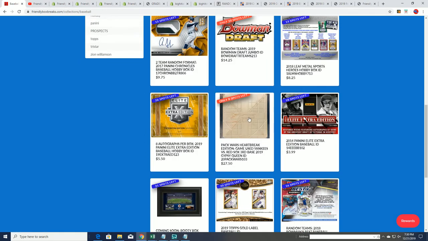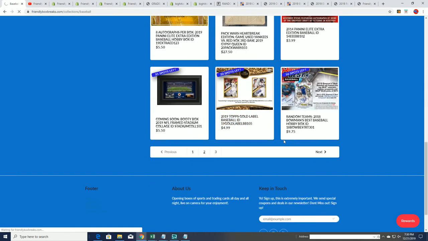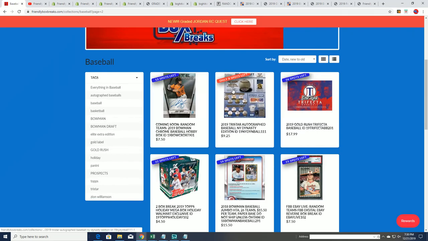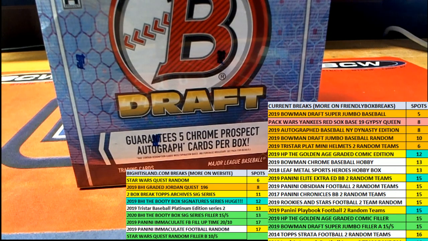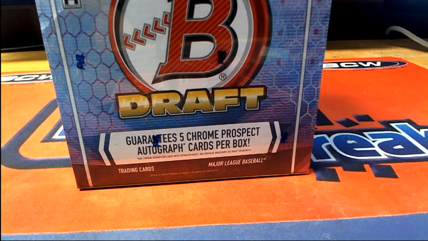Yep, we have autographed baseball. We need to check on that. 8 left in the baseball, 13 left in Bowman Chrome. So just a lot of good, exciting things happening. Good luck, and Bowman Draft Super Jumbo.